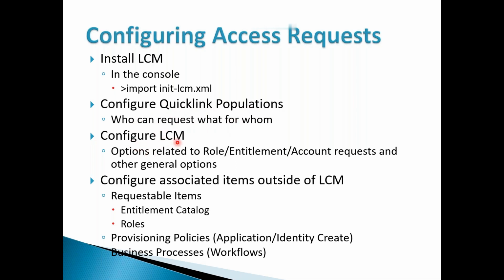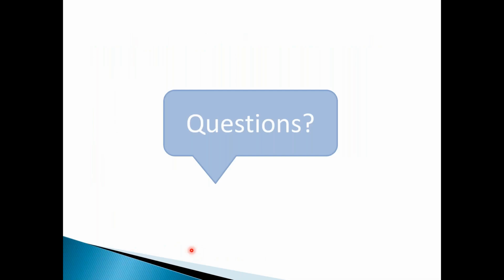Next is configure the LCM. Configure the LCM means options related to the role, entitlement, account request, and other general options. We can select what roles, what entitlements, and which role we need to show to the user or not, so we can configure it here. Then configure associated items outside of LCM. If it is outside of LCM, we need to configure it at particular places, let's say in the entitlement catalog, role, provisioning policy, maybe in business process, etc. That I'm going to show you. This is up to some theory which I have explained to you.